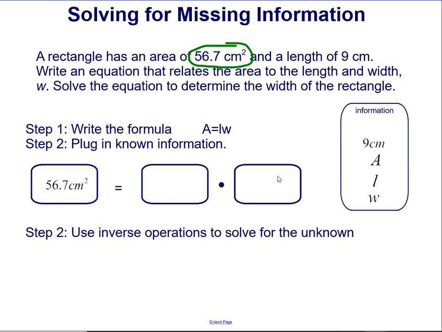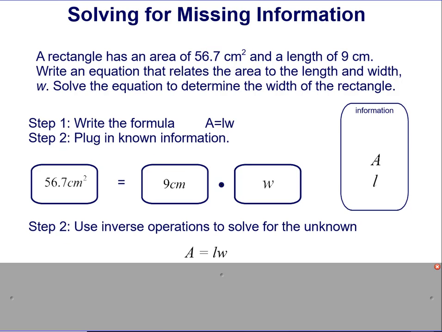The second thing that we are told is that the length is 9 centimeters. So I am going to take the length falls here in the equation, and I'm going to substitute in the length. The width, or W, is what is unknown. So I put that there. Now I have the equation, and I'm going to use inverse operations to solve for the unknown.